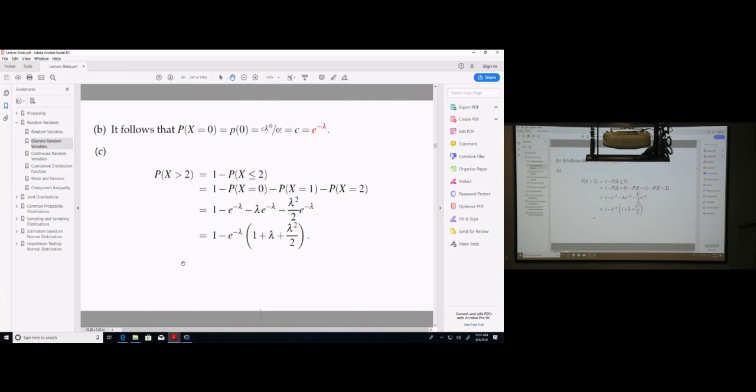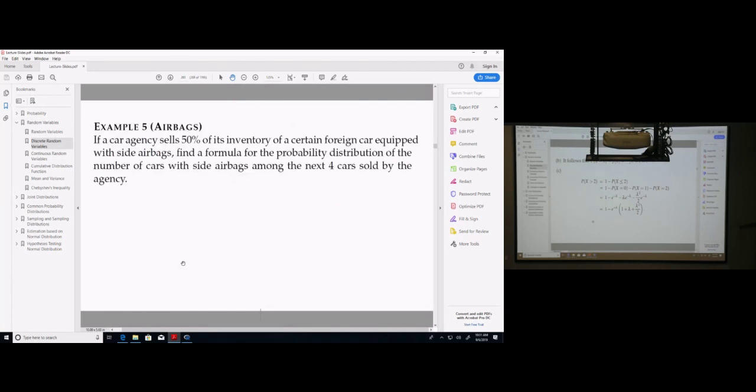Okay. So let's come back here. If a car agency sells 50% of its inventory of a certain foreign car equipped with side airbags, find a formula for the probability distribution of the number of cars with side airbags among the next 4 cars sold by the agency.